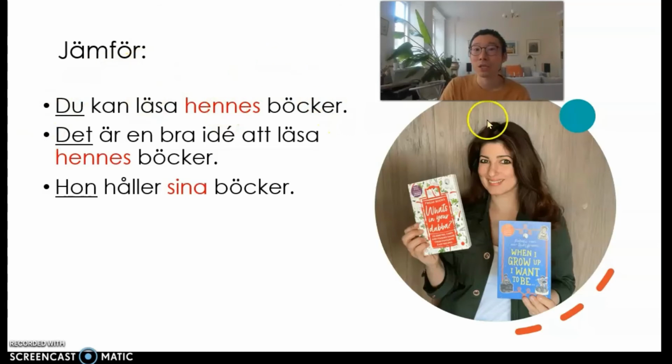You can read her book. You notice here we wouldn't use sitt, sina because her book, you can read her book. The subject is a different person. So there is no relation between you and her. You don't own her book. It's her book. So you don't use sitt, sina.